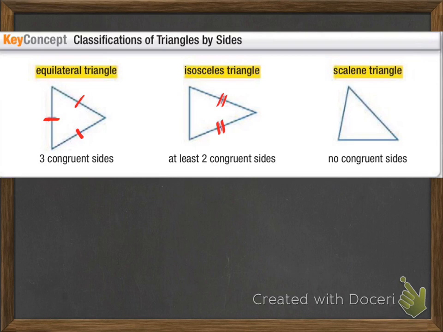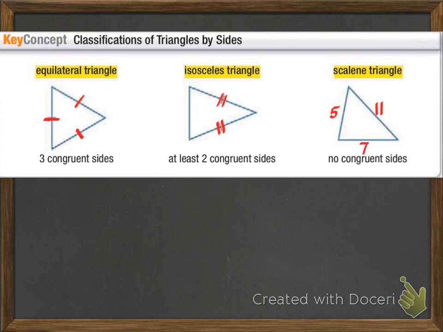Scalene is going to have no congruent sides. So hypothetically, we could have a side that's 5 units long, one that's 7 here, and maybe this one is 11 units long. Right? No side measures are in common, so it would be scalene. Okay, so those are the three that you need to know, and those are strictly classifying by sides.